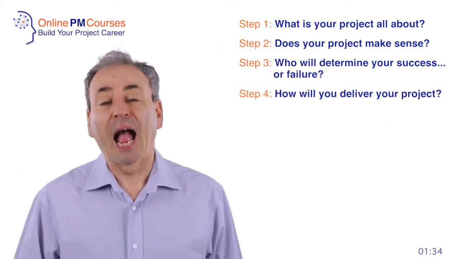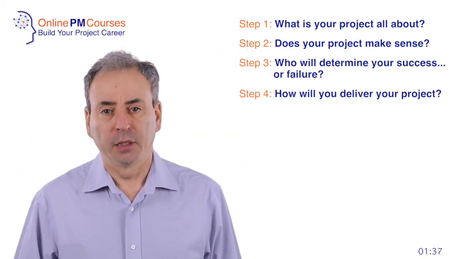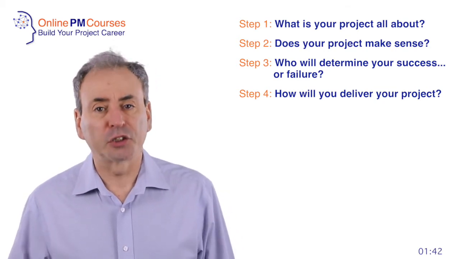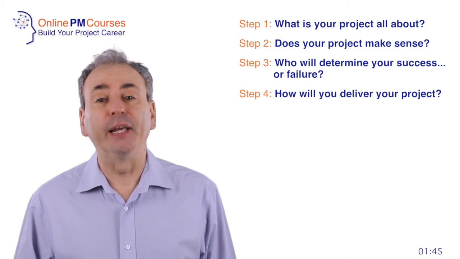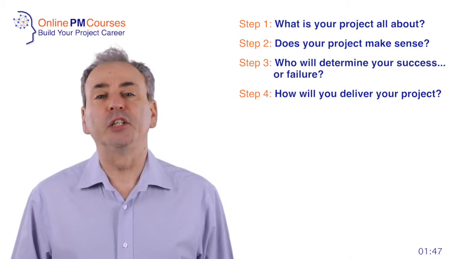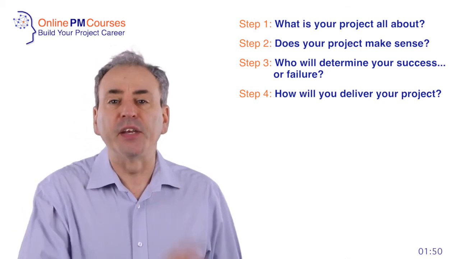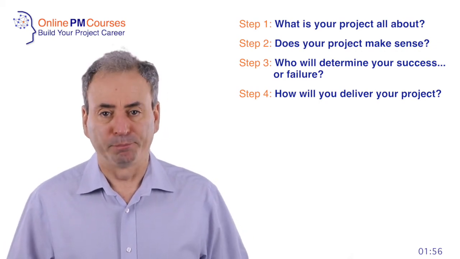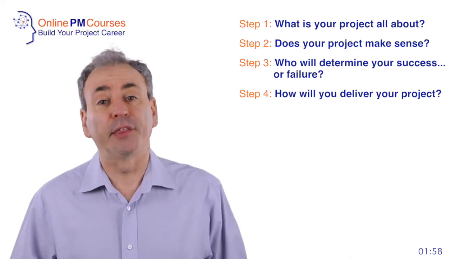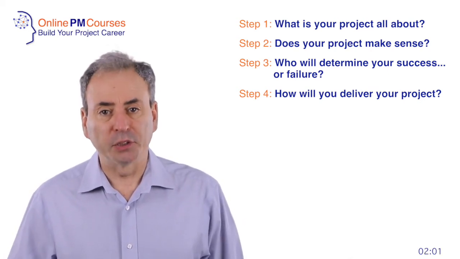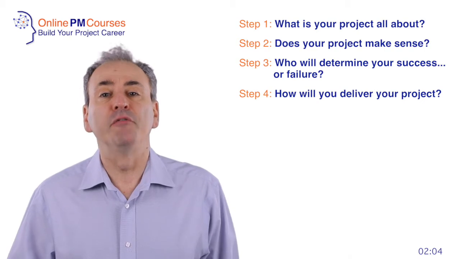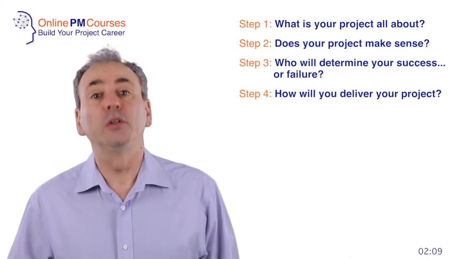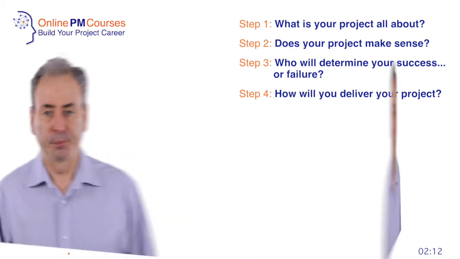Step 4. How will you deliver your project? This is the step where we put together our plans. You need to identify the tasks or activities that are involved and how long each will take. You also need to determine the logical sequence from one task to the next, and this, together with the timings, will allow you to put together a timeline. It's also important now to start thinking about your resources, the materials, the assets, and the people you're going to need to involve in delivering your project. Putting these together with your timeline will also allow you to calculate your budget.